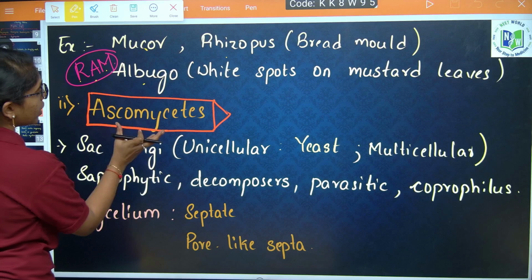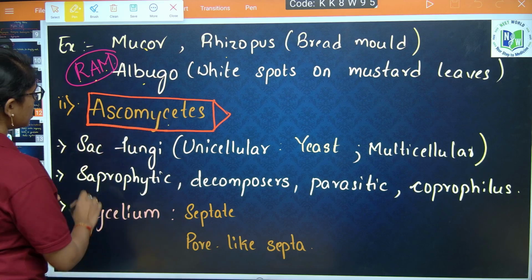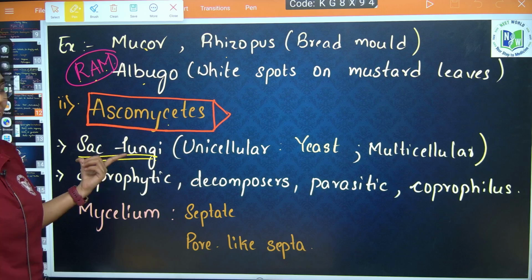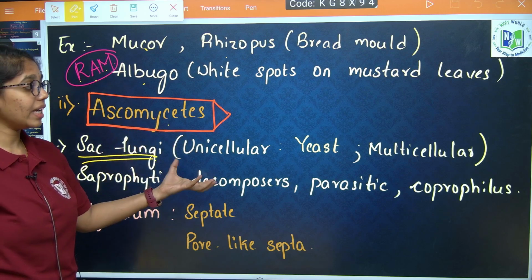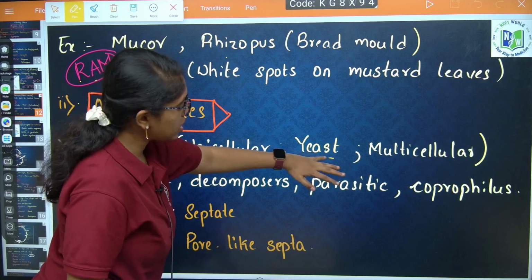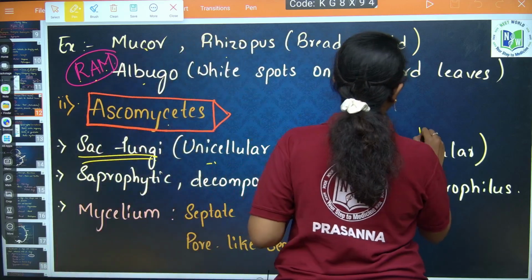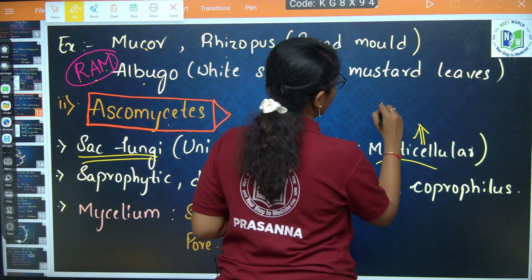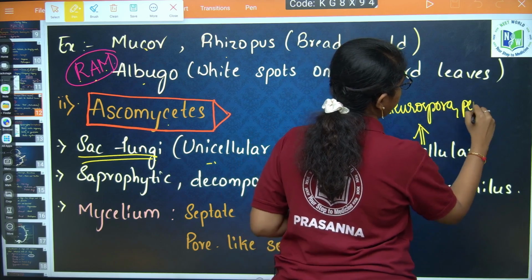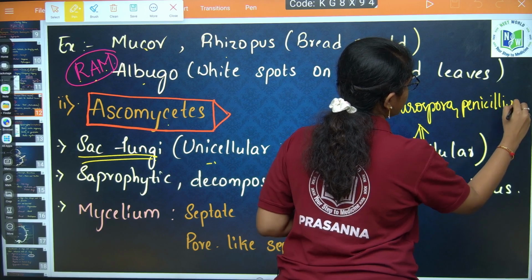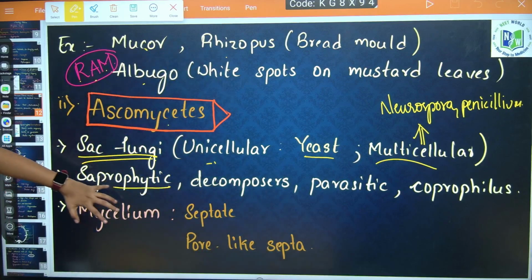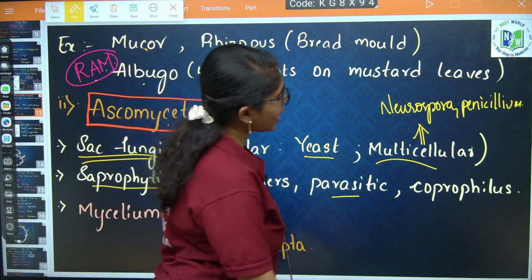The next class of fungi is Ascomycetes, which is also called sac fungi. In this class you will see high morphological diversity, from unicellular yeast Saccharomyces to multicellular Neurospora, Penicillium, Claviceps, everything under Ascomycetes. These are saprophytic, mostly decomposers, parasitic and coprophilous.